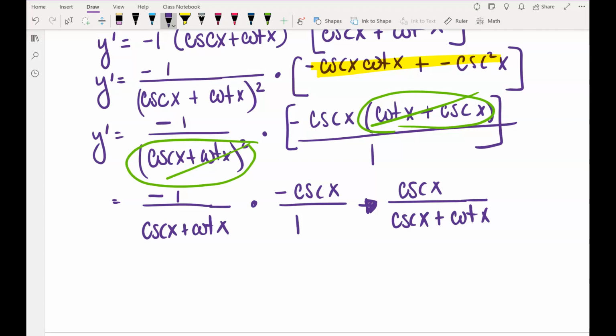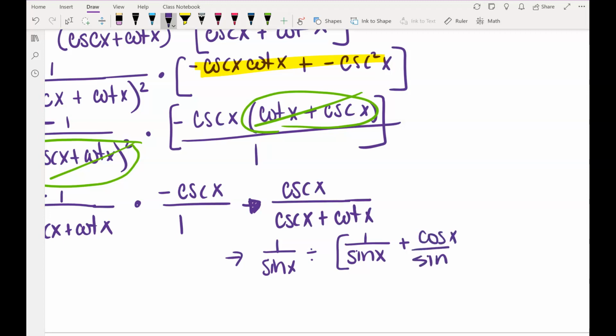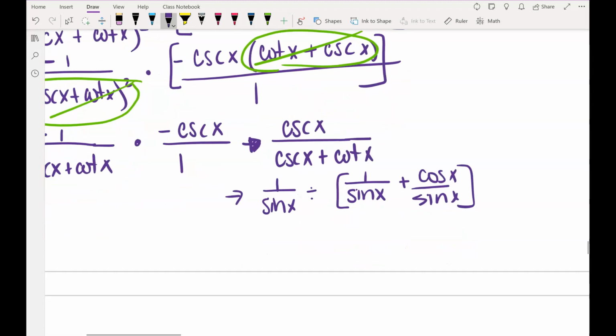Now, some of you said, well, couldn't I technically write it as, okay, cosecant is 1 over sine of x, okay? So from here, can you go further? And then divided by, again, over here is cosecant, 1 over sine of x. Cotangent is cosine of x over sine of x. Okay, so as you can see, we can go, okay, well, 1 over sine of x divided by 1 plus cosine of x all over sine of x. Sure, we can go there.